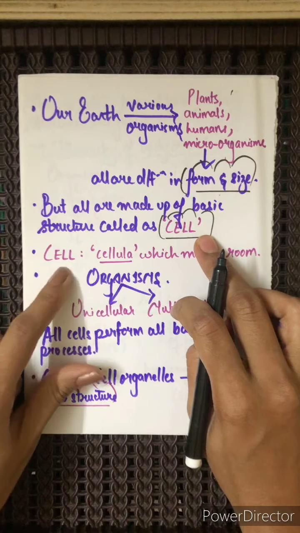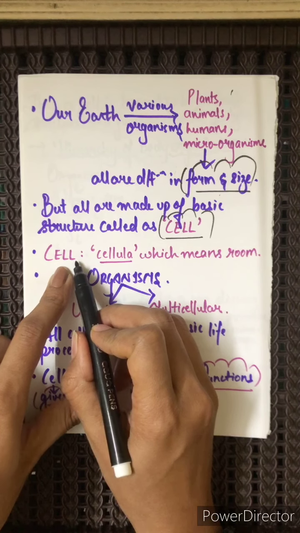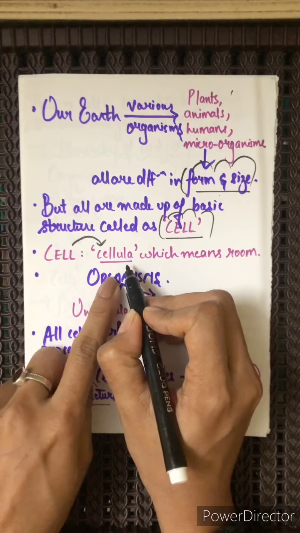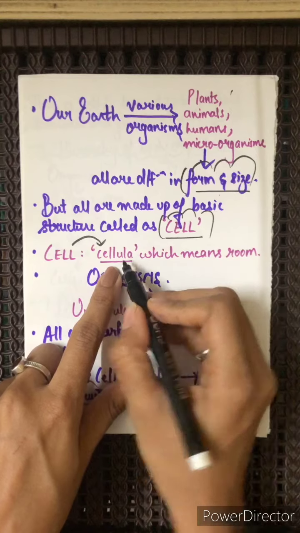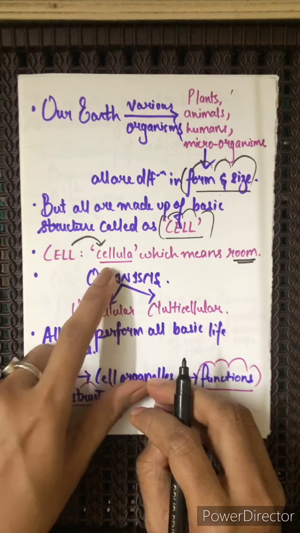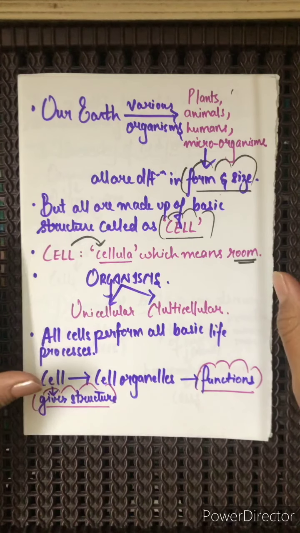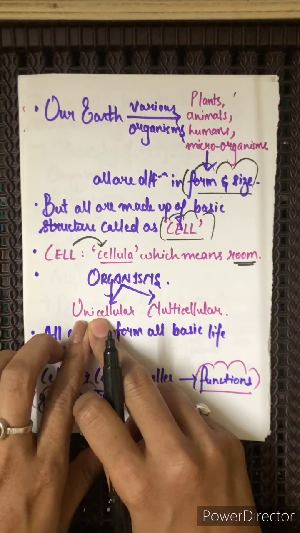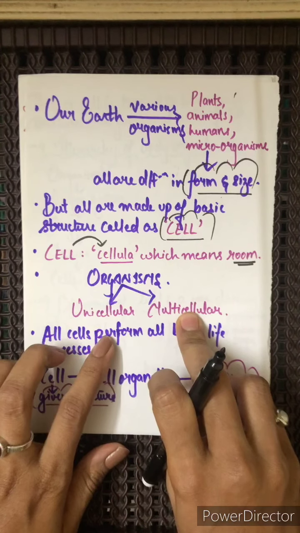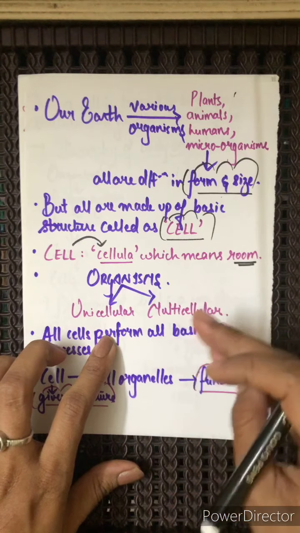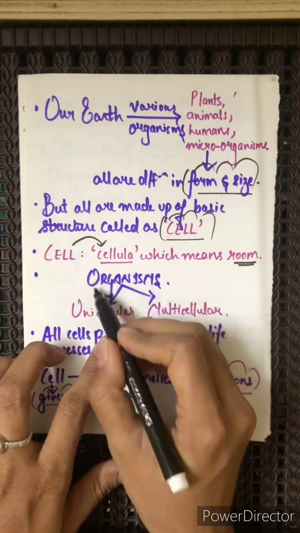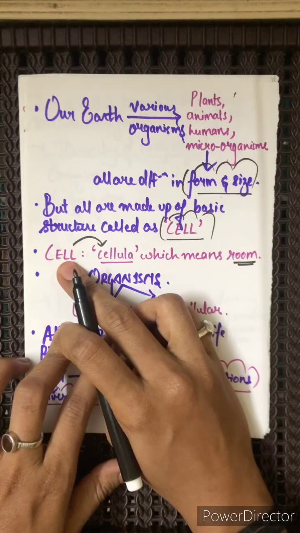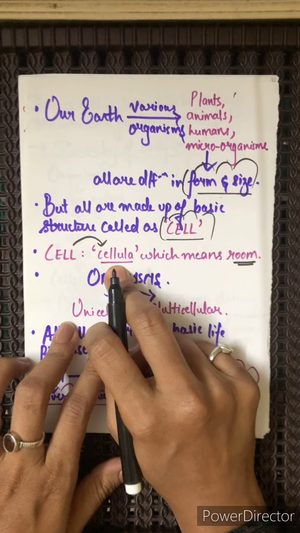If we talk about the cell, the word is derived from a Latin word. That Latin word is cellula. So what does this word cellula mean? Cellula means a room. So all the organisms, whether it is a unicellular organism, that is an organism made up of only one cell, or a multicellular organism, that is made up of more than one cell, are all made up of room-like compartments, and that is termed to be a cell, which is derived from the Latin word cellula.